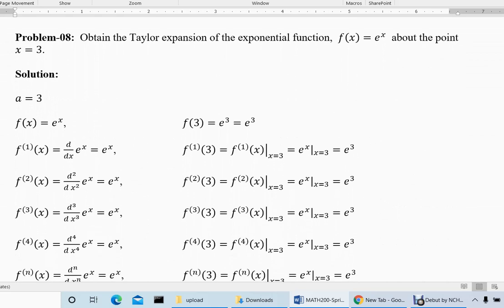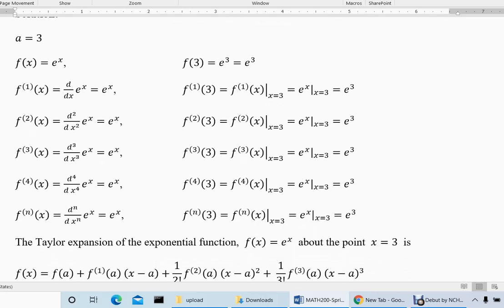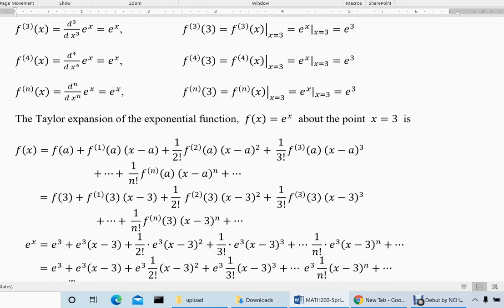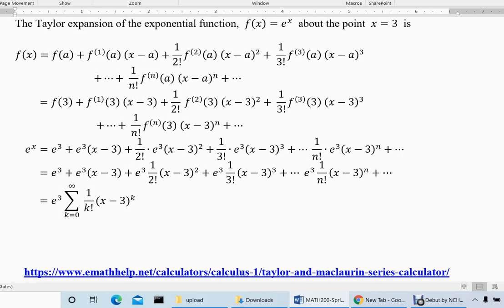Next question. Obtain the Taylor expansion of the exponential function f of x equal to e power x about the point x equal to 3. Now a equal to 3, all your derivatives are e power x. We have seen it before. Now f of 3 is e power 3, leave it as e power 3. Do not calculate it to be 20 point something, there is no need for it. First derivative is also e power 3, the second derivative is also e power 3. This is a straightforward question.